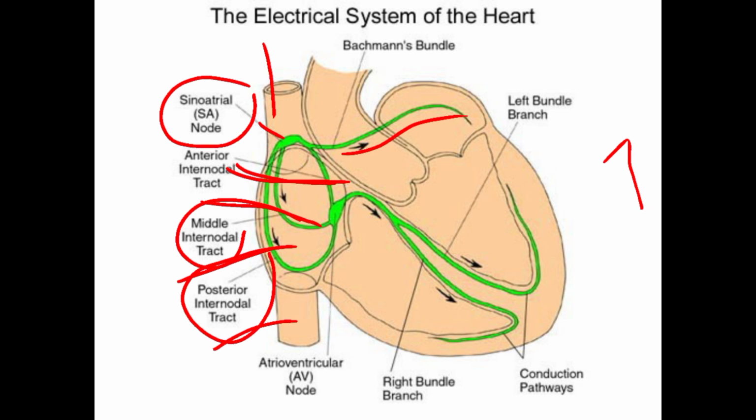From the SA node the impulse is produced, and those impulses pass through these tracts and reach the AV node. This is conduction of these impulses to the AV node. The AV node is present at the right atrium, just by the side of the atrial septum. The SA node and AV node are connected by internodal fibers, or internodal tracts.